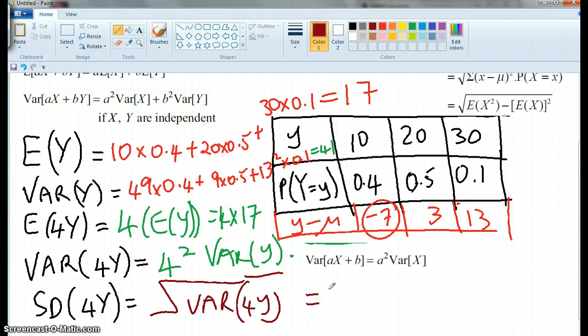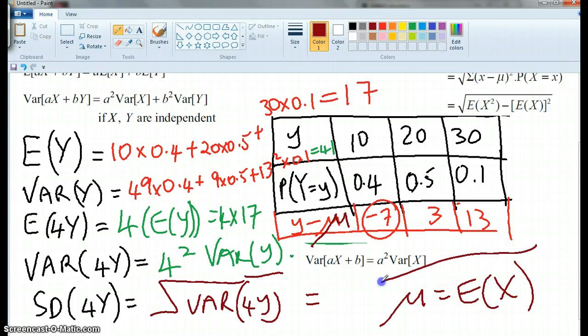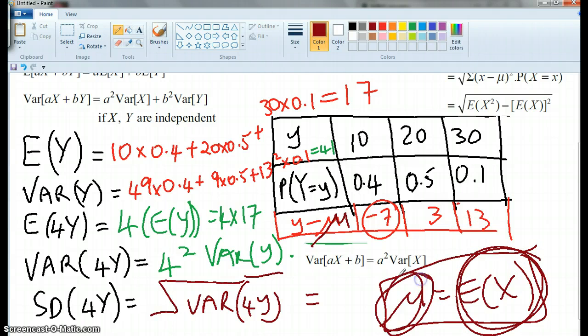Mu. Mu is the 17. Oh, here. Yeah. That equals the expected value of x. Remember, if you don't know the expected value, you use this, and when you do know it, you use that. It's a symbol for the same thing. Okay, population mean. So those are the same thing. Good question, by the way. So are we all good there?